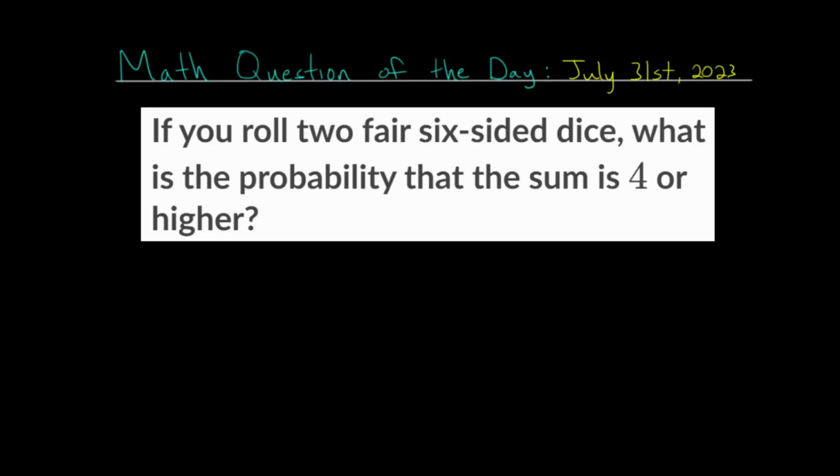In this video, I'd like to talk about the math question of the day for Monday, July 31st, 2023. And with this problem, we are told that if you roll two fair six-sided dice, what is the probability that the sum is 4 or higher?